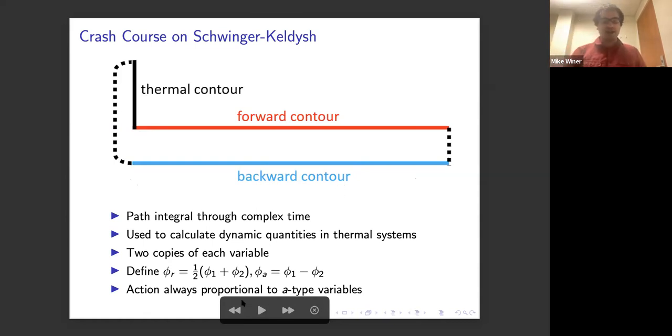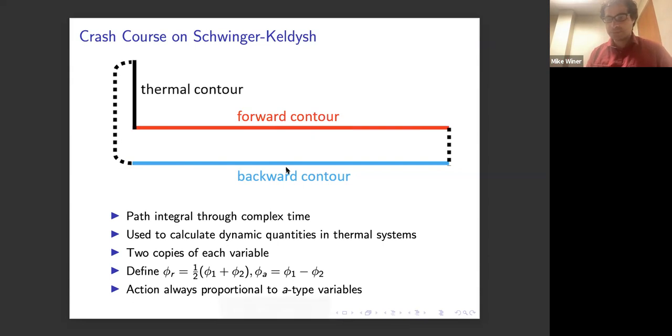And it's traditional to redefine them in terms of phi r and phi a, the symmetric and anti-symmetric combinations. I believe it stands for retarded and advanced. And you can show pretty easily that the action is always proportional to each of the A-type variables. If you're working in terms of the bare microscopic fields, it's of course just going to be action on this contour minus action on that contour. But once you start integrating out microscopic fields, you can get a more complicated action. So that's a quick review of Schwinger-Keldysh.